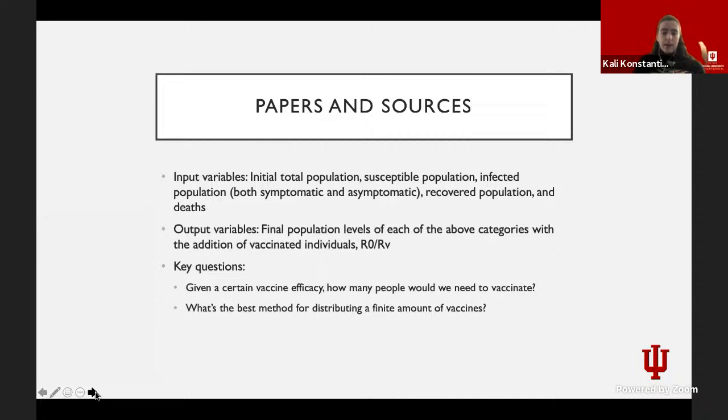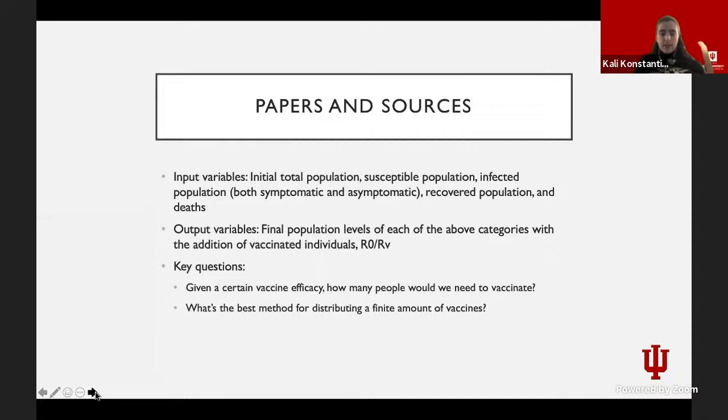The output variables being the final population levels for each of the above categories, including, where appropriate, where I implemented the vaccinated population. We also take a little bit of a look at the R0 value, which is the basic reproduction number, and for one of the questions I want to answer, we also take a look at the RV value, which is the controlled reproduction number, which is like the R0 value, except when vaccination is included.